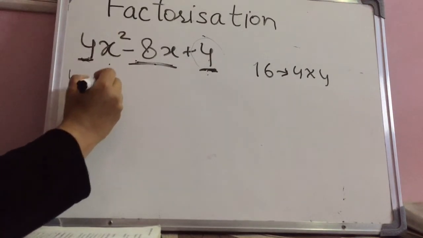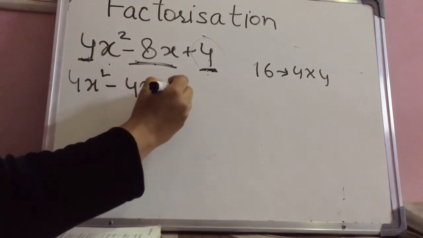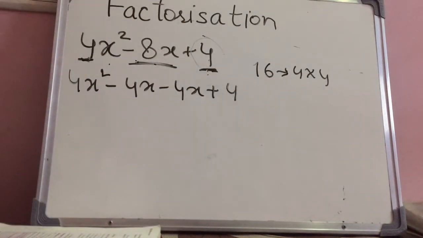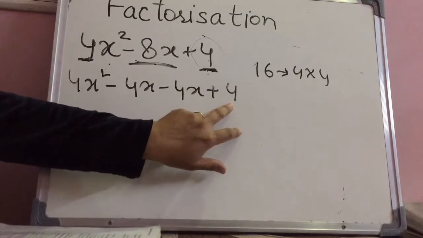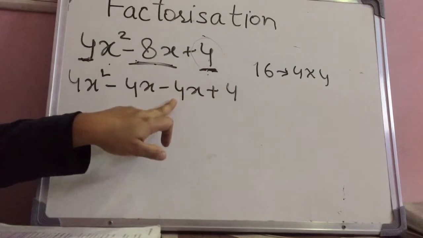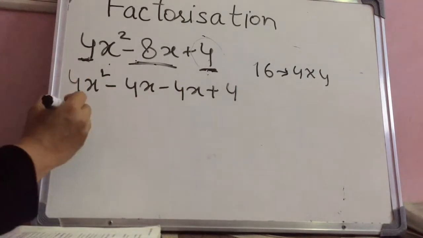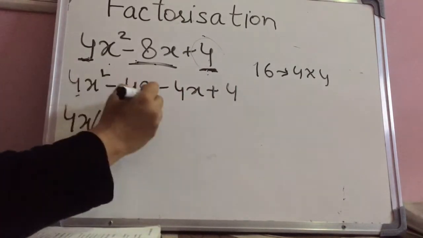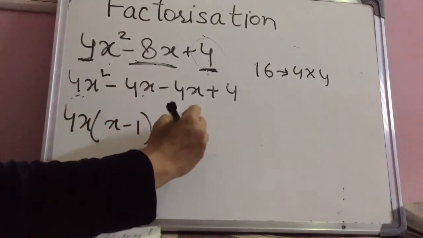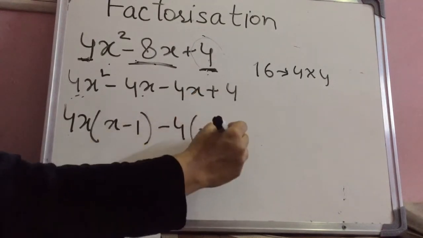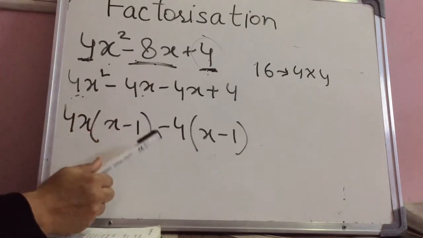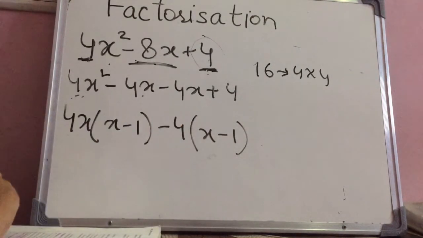So we have 4x square minus 4x minus 4x plus 4. Okay, you see we are not taking 4 only. We are taking the multiplication of this and this to split this term. Now taking common 4x. We see we have 4x common in these two terms. We have x minus 1 here, minus 4 common here. We have x minus 1. Please remember, when we take the minus sign outside the bracket, we change the sign of all the terms in the bracket.